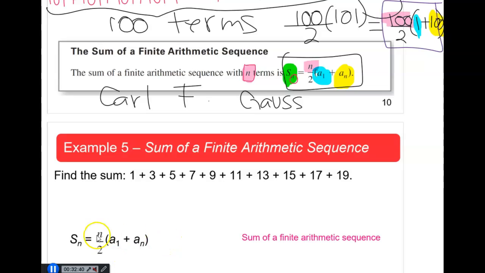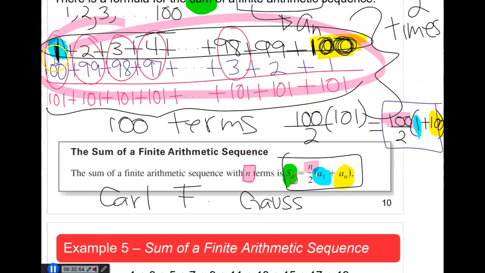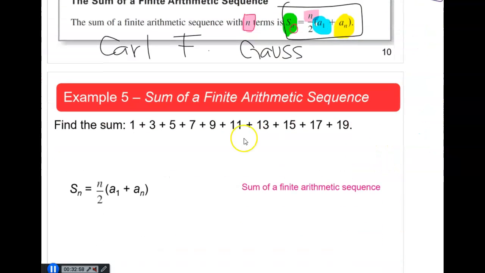So using that formula, now that you know where it came from, we're always going to use the first term added to the last term, and then we're going to multiply it by the number of terms, but divide it by 2. And don't forget to divide by 2 because you only want to add the sequence one time, not twice.